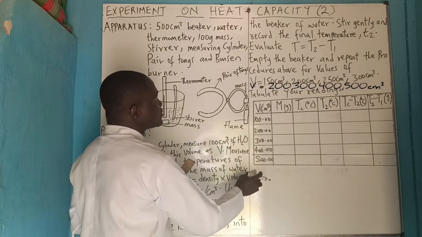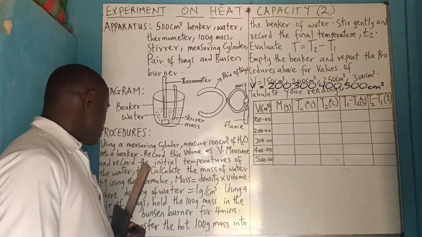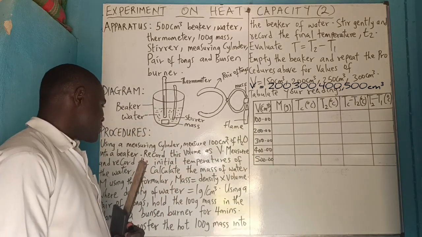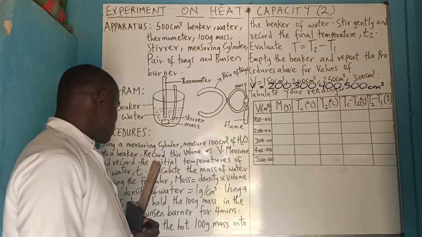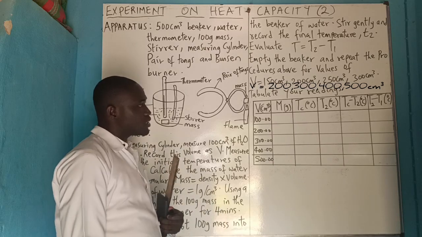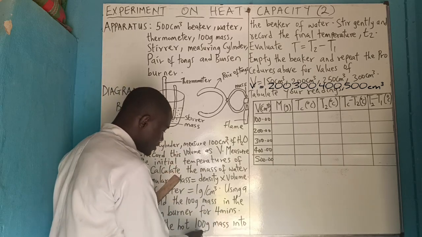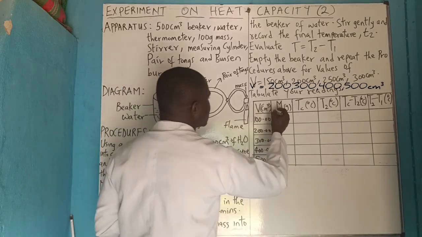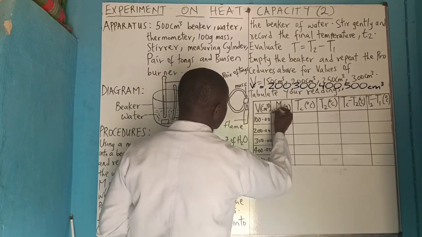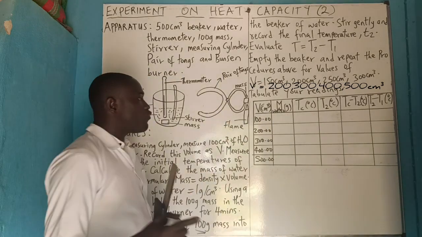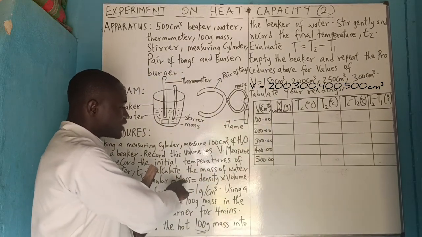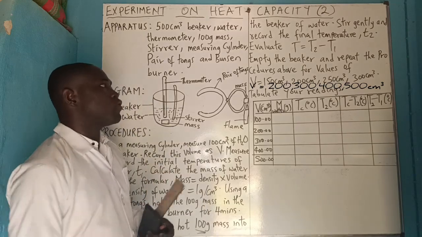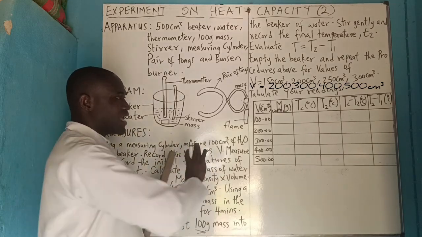This is volume. Yes, volume is what we talked about. So the volume is 100 cm cube. Then the mass of that hot mass is constant, it is 100 gram. But the mass of water, this one is the mass of water. The mass of water is what they say we should get by saying density times volume. You note it.